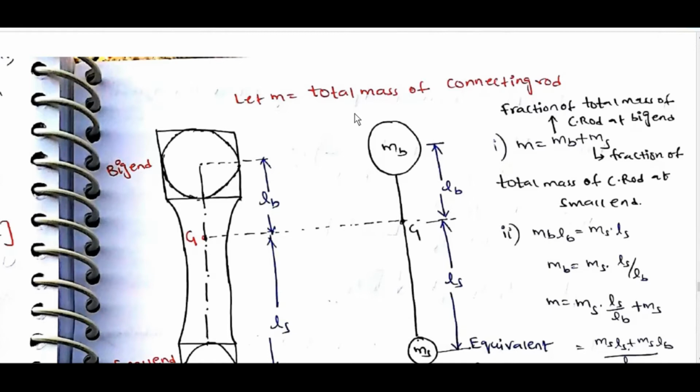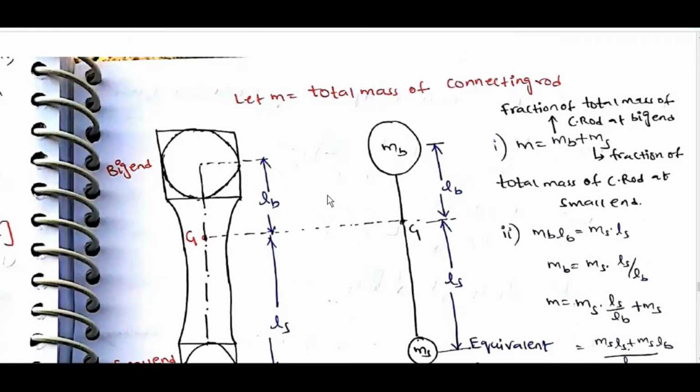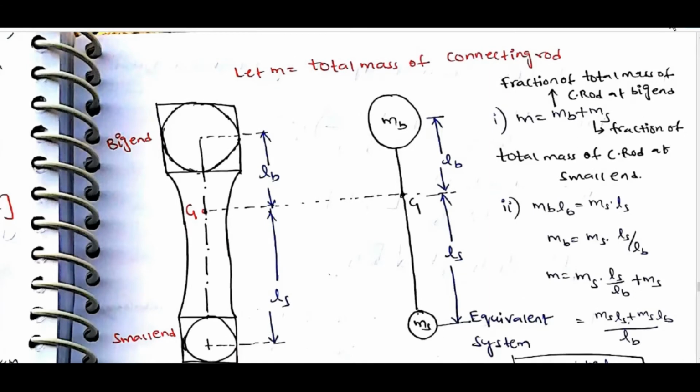Let M be the total mass of the connecting rod, with big end and small end. LS and LB are the distances of the small and big ends, and G is the centroid. With masses MB and MS, M is equal to MB plus MS. MB is the fraction of total mass of the connecting rod at the big end, and MS is the fraction of total mass at the small end. MB LB is equal to MS LS, so MB is equal to MS into LS by LB.